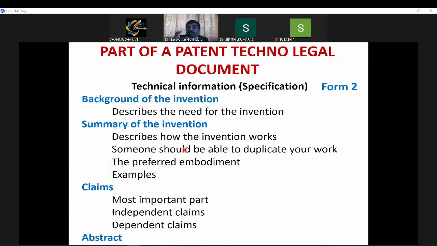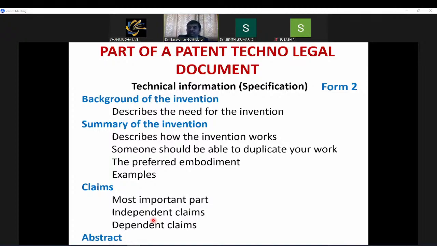How your inventions are working, what are the basic things which are involved in your invention, and with the examples, you have to summarize here. And finally, okay, because of that, I did this. This is my invention. From that, what are the things you are claiming?